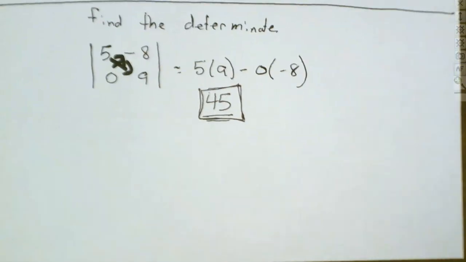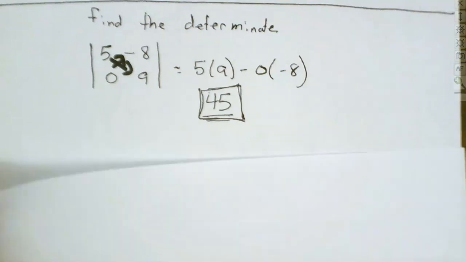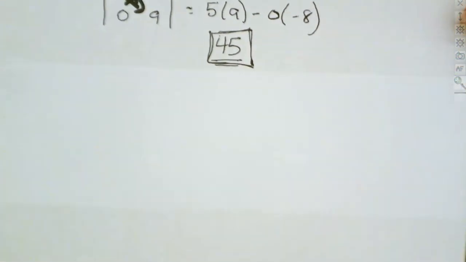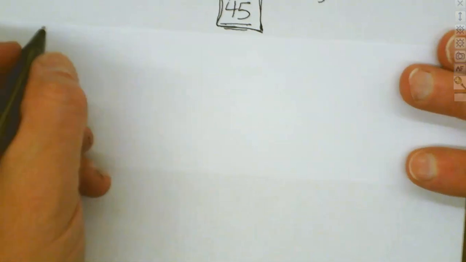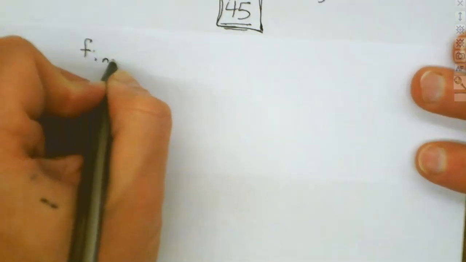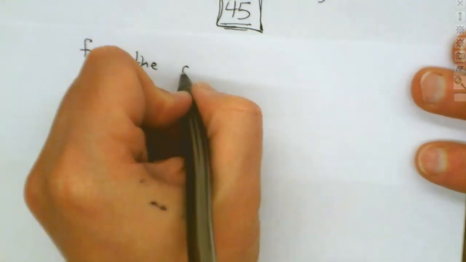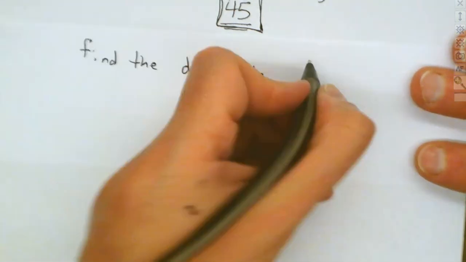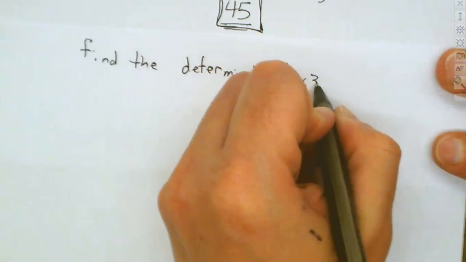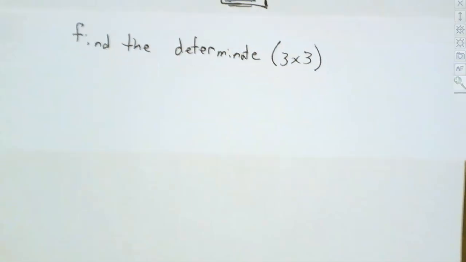Now, when we look at determinants that have 3 rows and 3 columns, then we have to look at cofactor expansion. And so we're now going to try one that has 3 rows, 3 columns. It's 3 by 3.